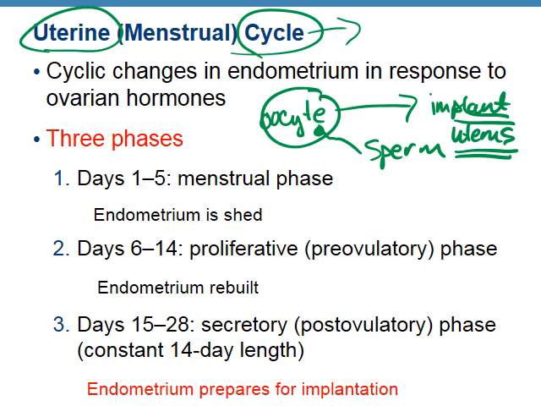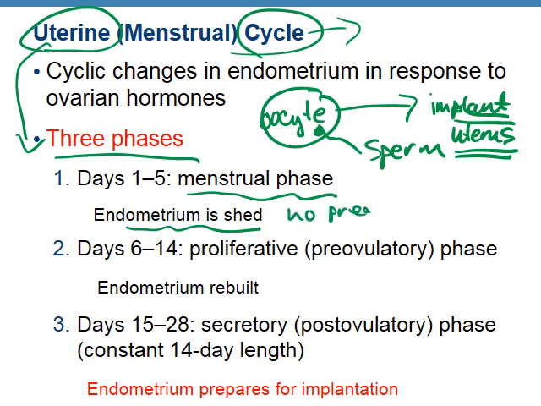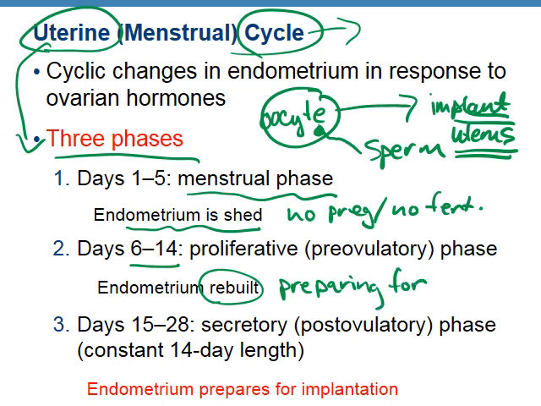So if we just look at what is happening inside the uterus, there are 3 phases. You have a menstrual phase where the endometrial tissue is shedding off. So this would be no pregnancy, right? Or no fertilization. Then days 6 through 14, this is when we're building the endometrium. So basically we're preparing for a fertilized egg. We may not get one, but we're preparing anyway.